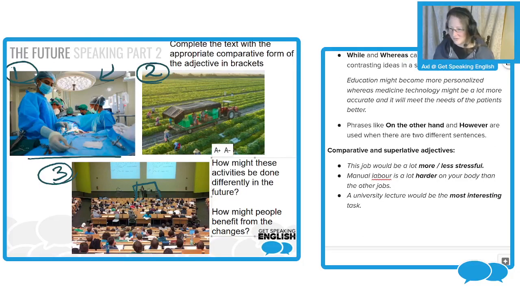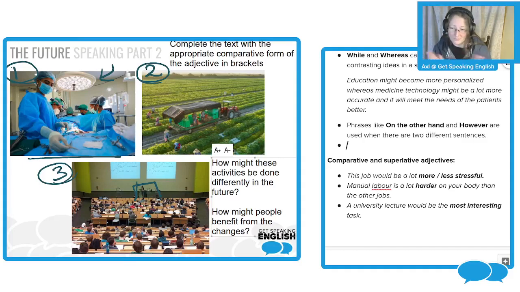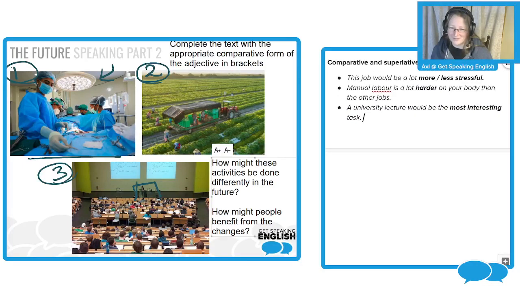Or we could use phrases like on the other hand, or however. So, for example, on one hand I see this in this photo, while on the other hand, in the other photo, this is going on. And then we also want to use a lot of comparative and superlative adjectives. So for example, this one job would be more stressful or less stressful. So using more or less with multi-syllable words. Stressful has two syllables. Manual labor is a lot harder on your body than other jobs. Here we just added the -er onto the word, since it's a one-syllable word. Or also, a university lecture would be the most interesting task. So here we can see a superlative. It's the most interesting, the best, the most fantastic. So we want to use that sort of language.